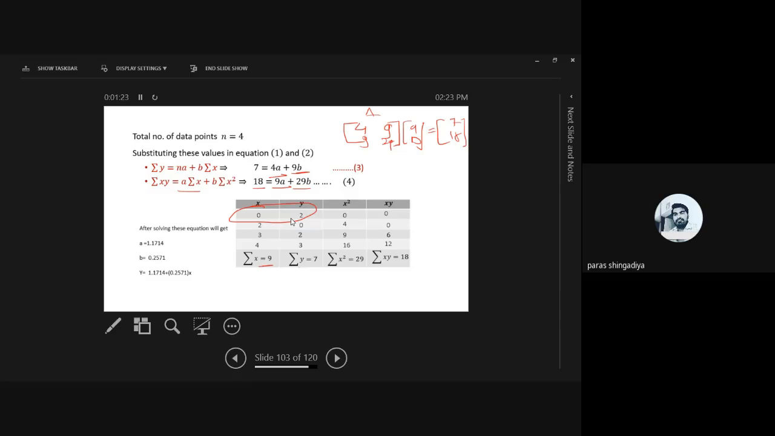Okay, so that is the answer, and then put both these values in the formula y is equal to a plus bx. y is equal to a plus bx. A is 1.17 and b will be 0.2571 into x. That is our point. And why is it an approximate answer?